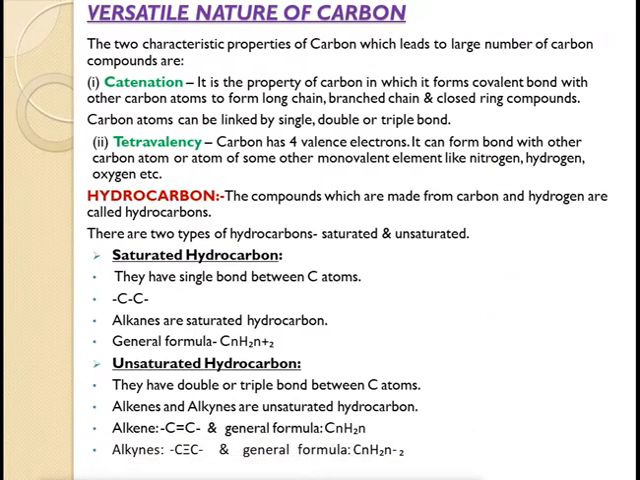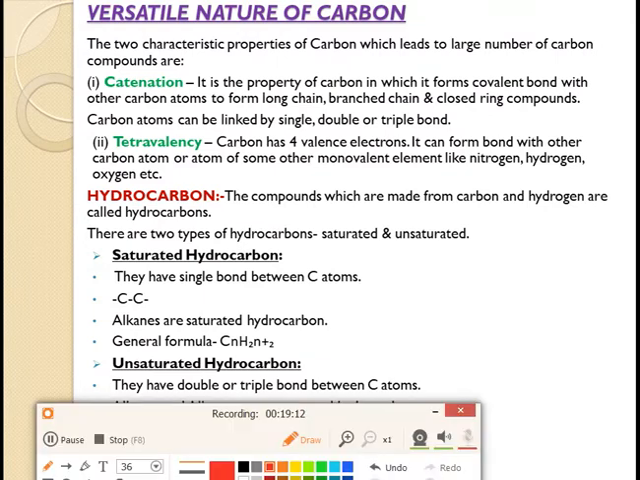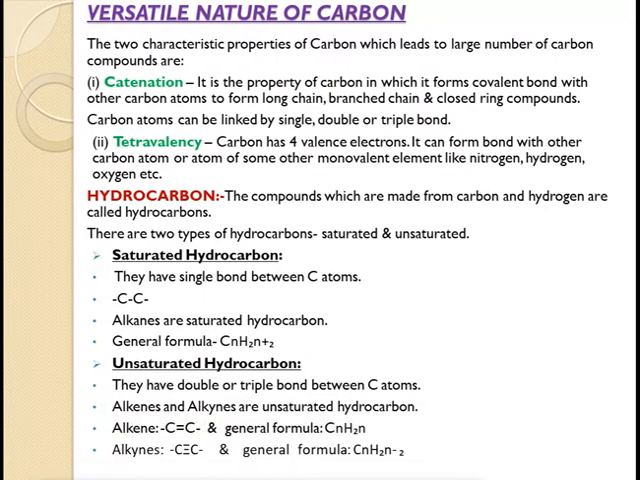Okay, so next we start with the next topic from this lesson, that is the versatile nature of carbon. Versatile means why it is different from the other elements. So let's start. There are 2 characteristic properties of carbon which lead to a large number of carbon compounds. If we look around us, there are lots of carbon compounds.